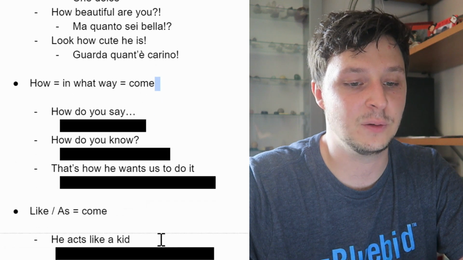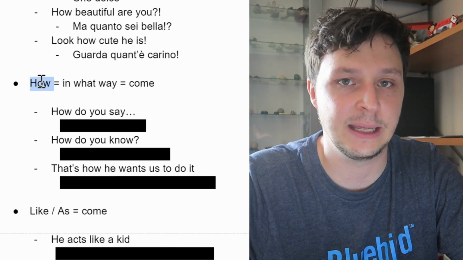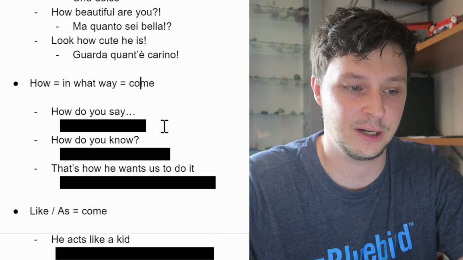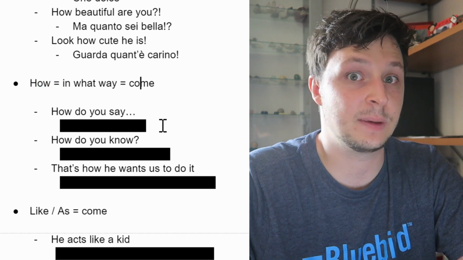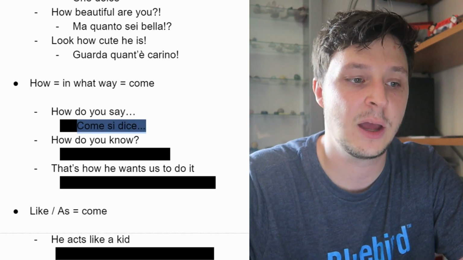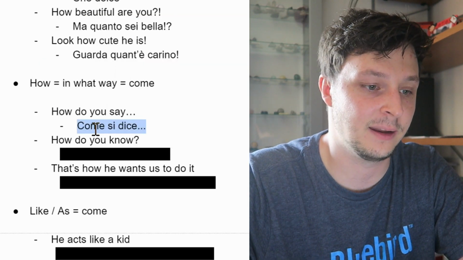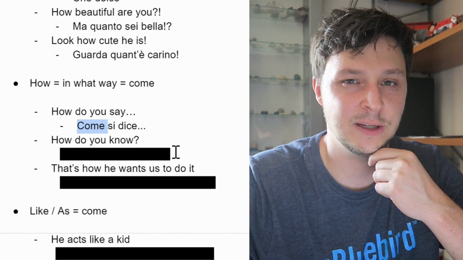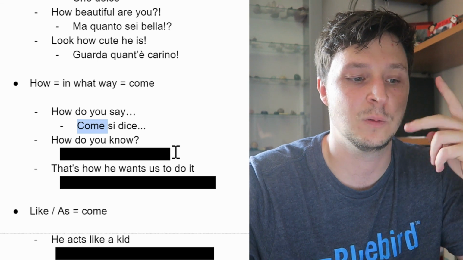All right. Let's go on to the most simple classic meaning of how, which is like in what way. So I'm going to go a little bit faster here. How do you say that in Italian? Of course, it's come si dice. That's another meaning of come. Or how do you know? This one's a little bit more of a challenge. Pause the video. 3, 2, 1.